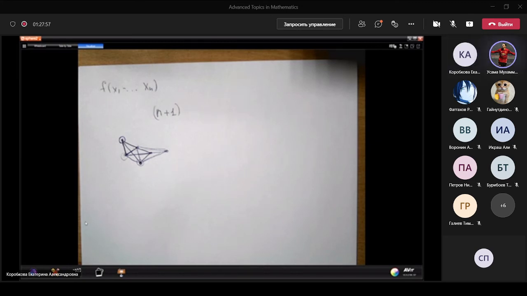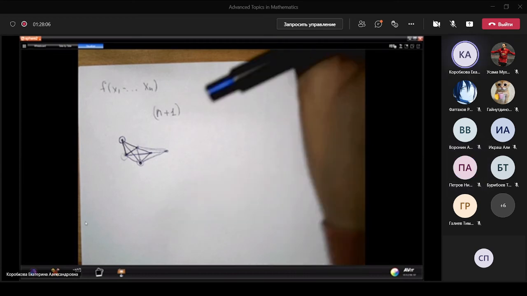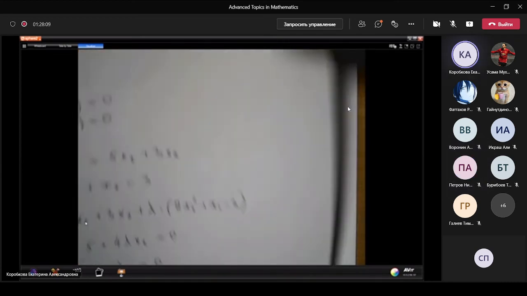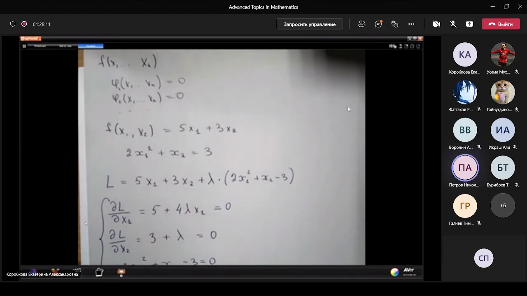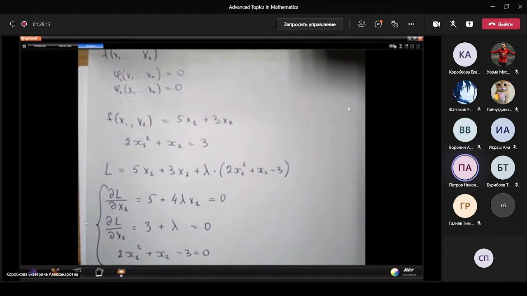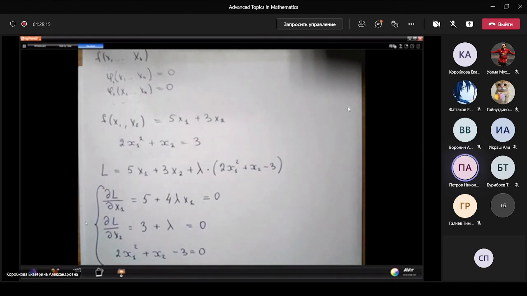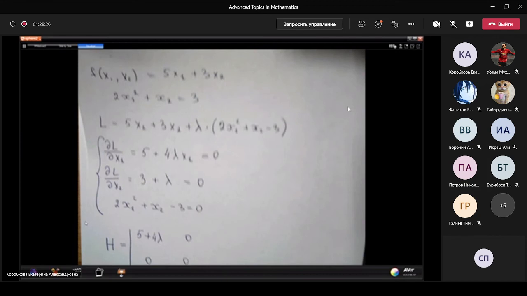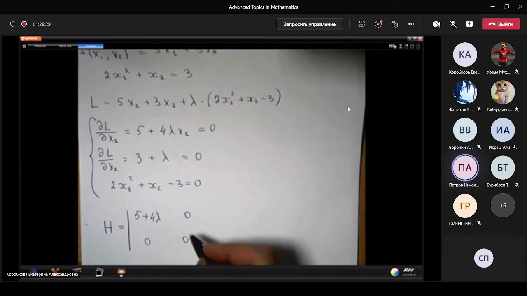Okay, ma'am, it's good. Can you show the previous page, please? Previous one. This one. Yes. And pani, higher, please, a little, I can't see what is lower. Thank you.